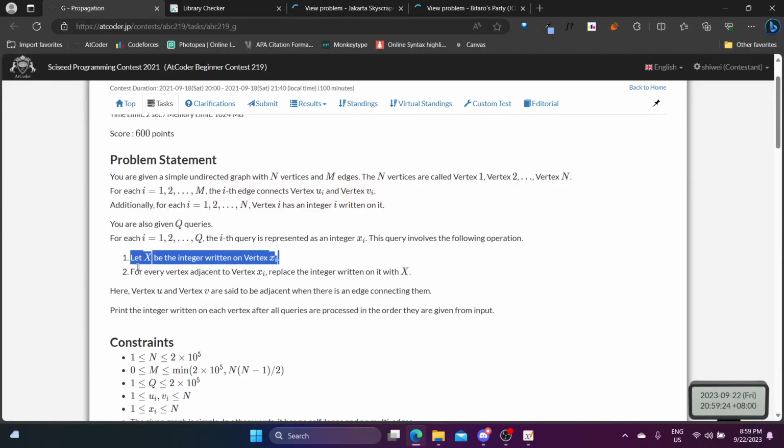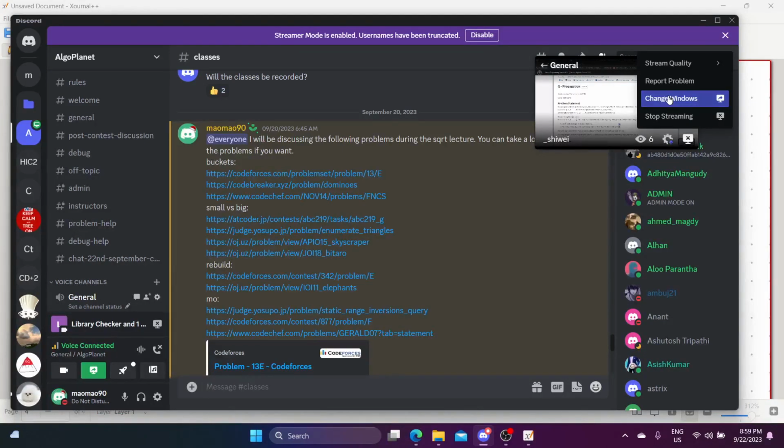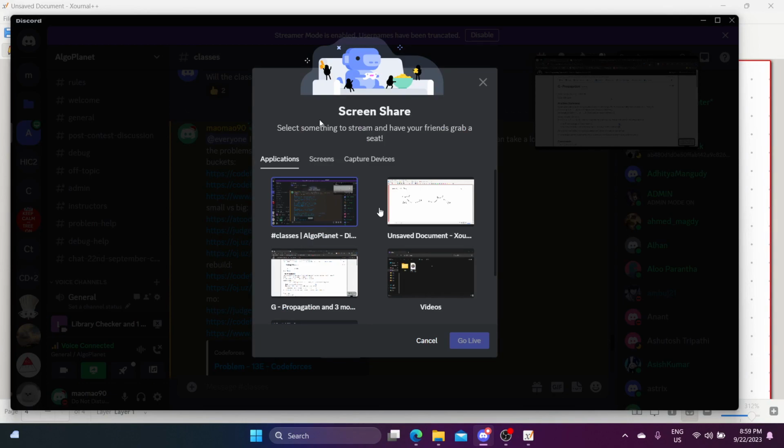Okay, so how you solve this problem: for this kind of problem, what you want to do is split up the vertices. Let's say you have a vertex with degree smaller than square root n.